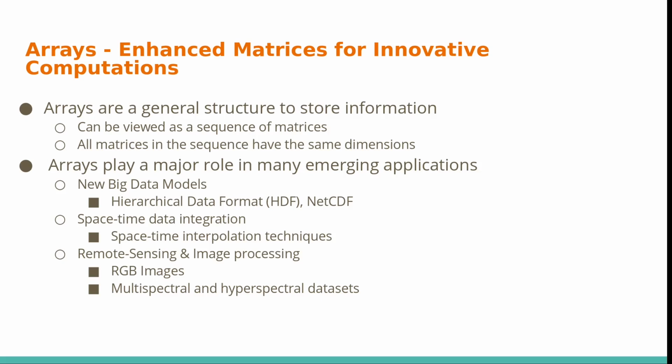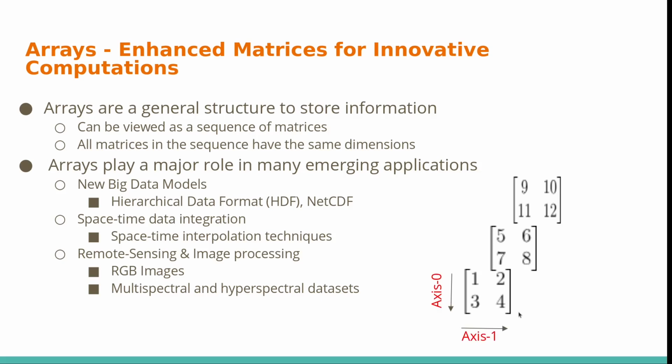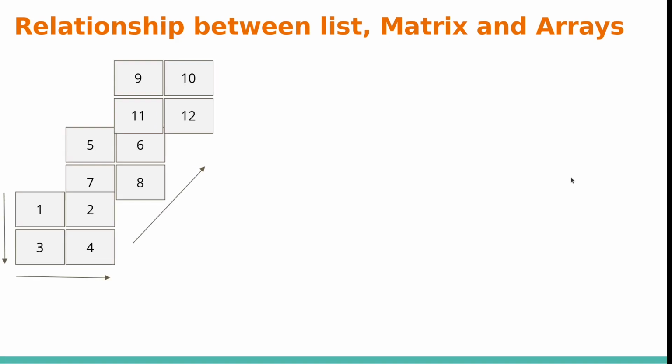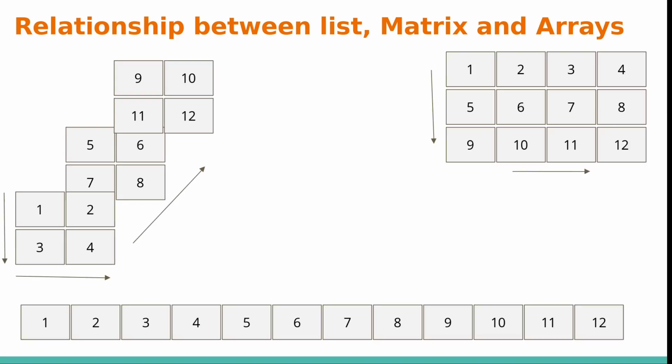The color pictures that you take using your phone these days are nothing but RGB images, which are basically an array of 3 different matrices, one having the intensity of red, one having the intensity of green, and one having the intensity of blue. A matrix has rows and columns, or data along 2 axes. If I were to take multiple such matrices, then I get an array. So I have an axis 0, an axis 1. The axis 0 is rows, axis 1 is columns, and then the axis 2 is the third dimension over which data are stacked. So what I have here is an array, a matrix, and a list.